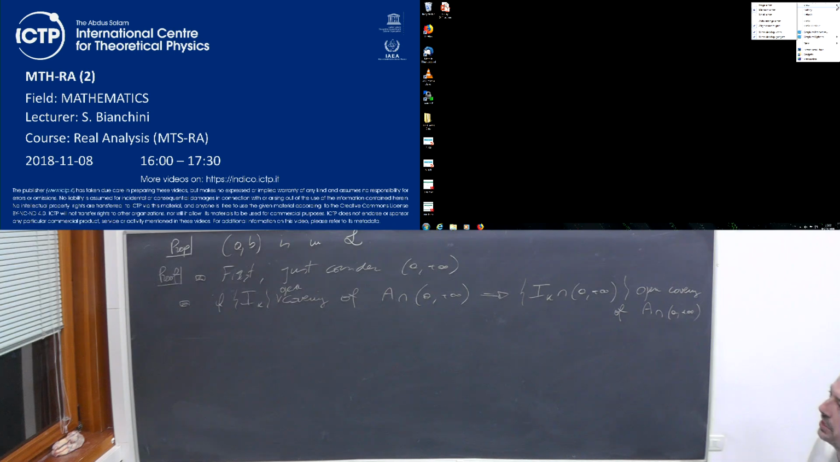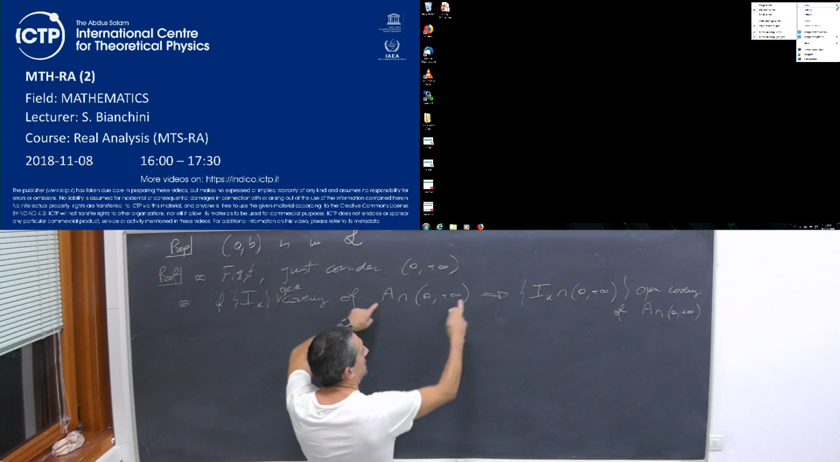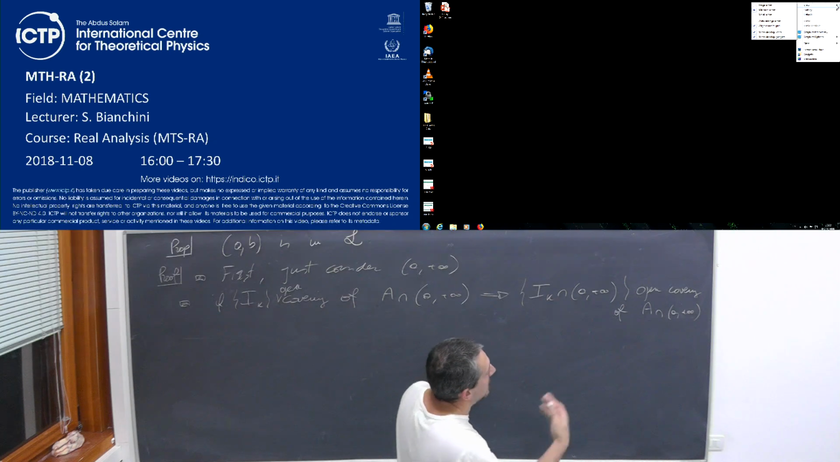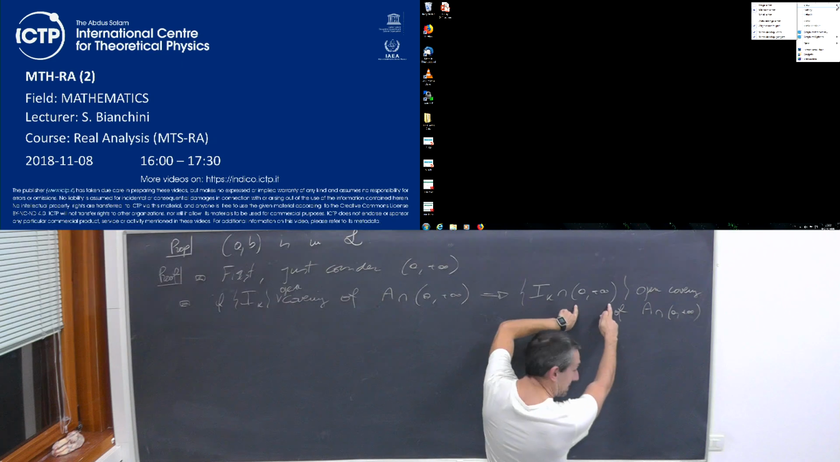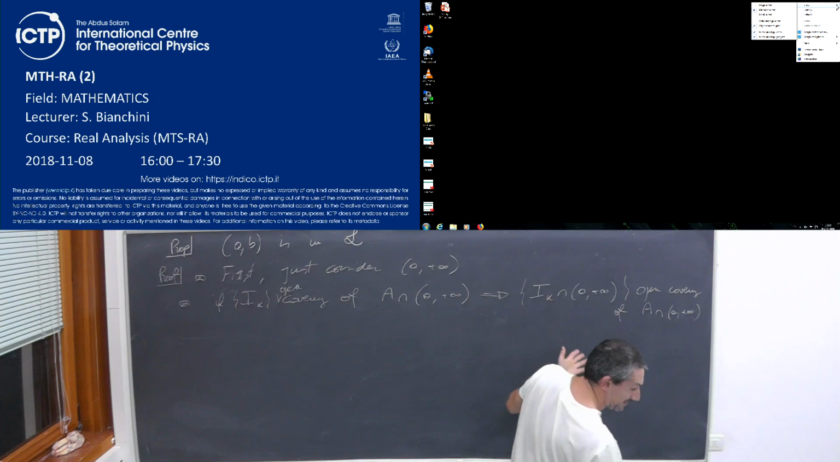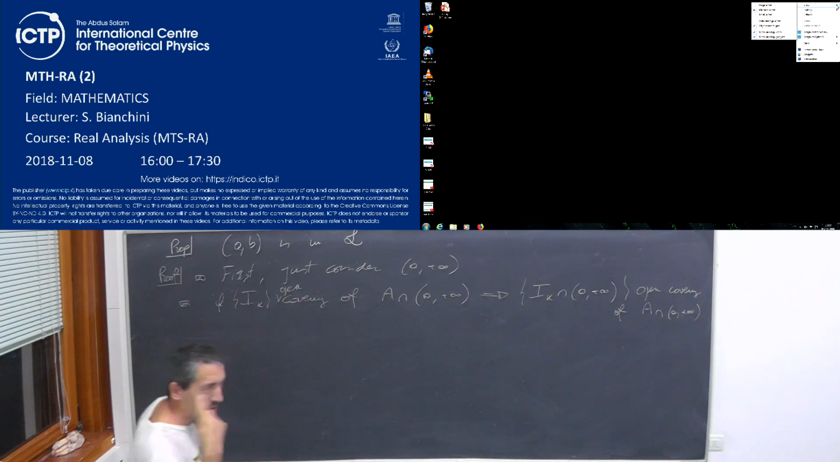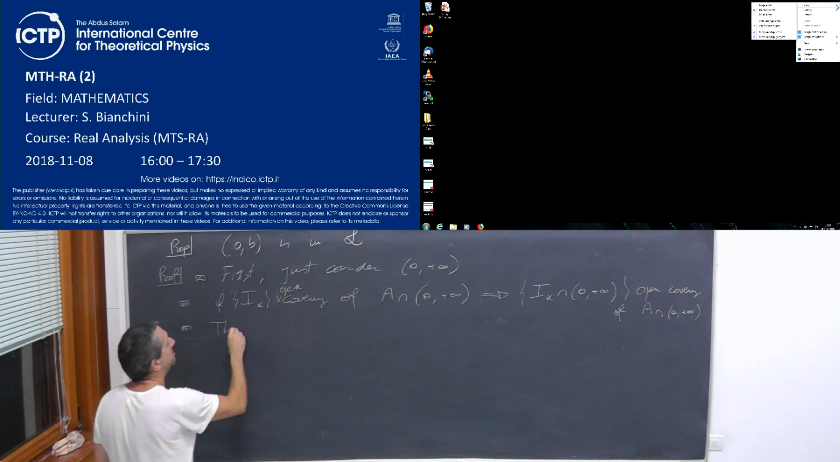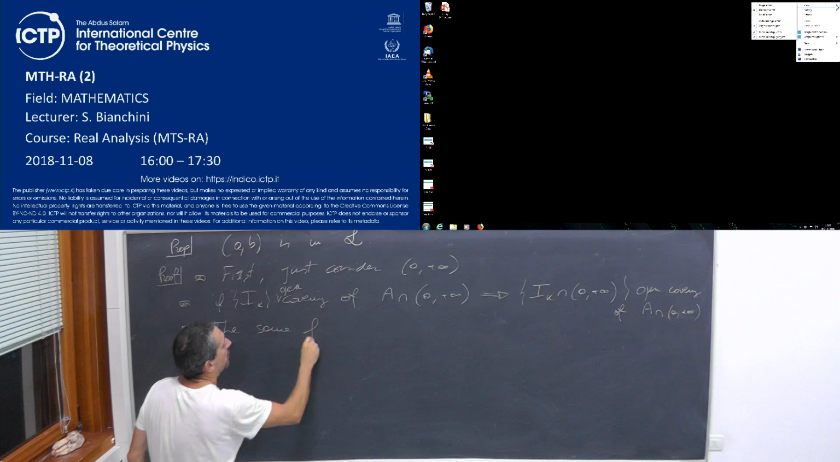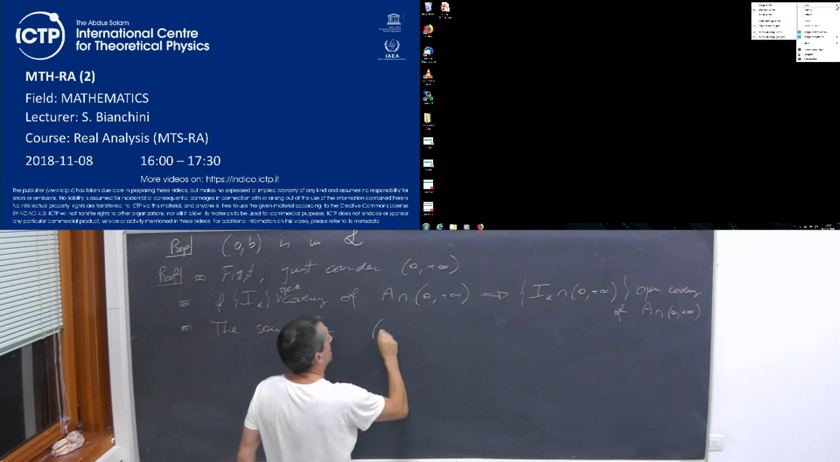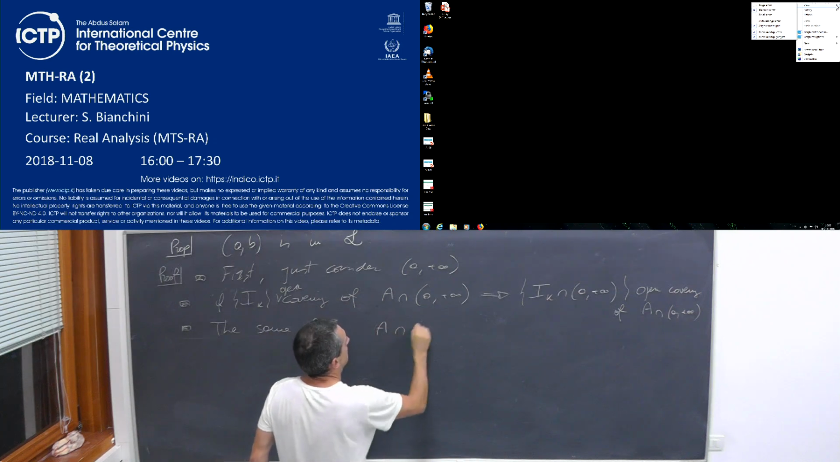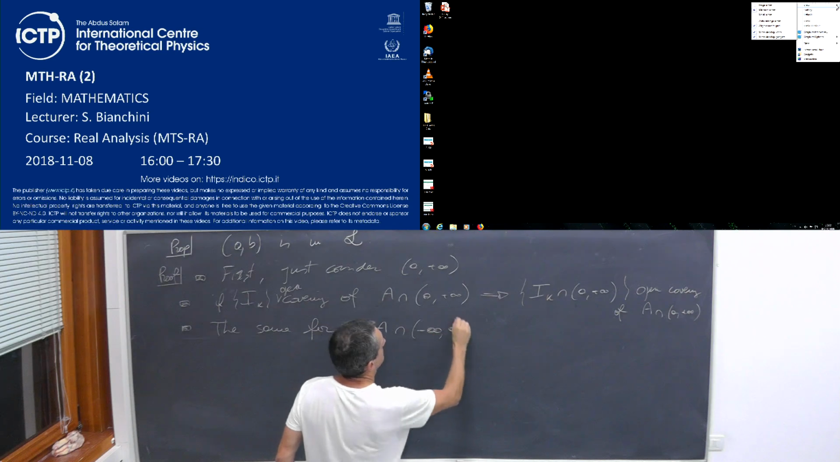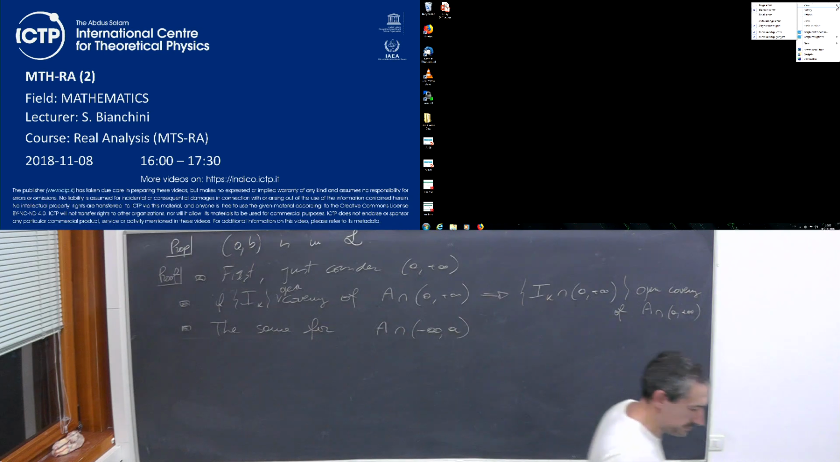Which means essentially that the outer measure of this set can just be computed by taking coverings inside this open section. We already used this fact earlier. The same for A intersection (minus infinity, A). Okay?